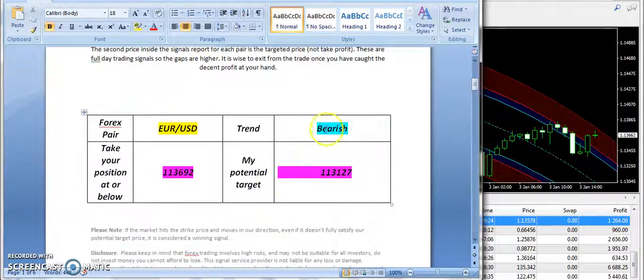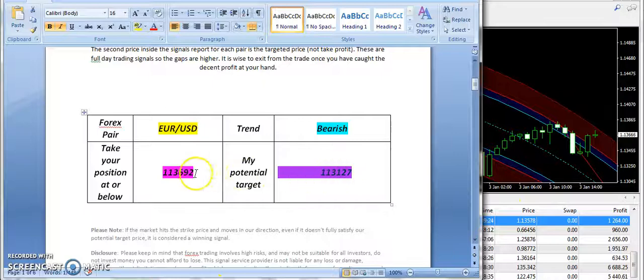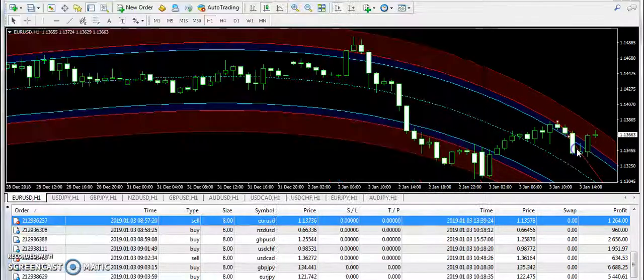So Euro USD with a bearish expectation from 1.13692 and the target price was 1.13127. However, the target price is not met, but we can see that Euro USD has gone down for 3 hours. So if you have caught the scalping profits during that time period, then you must have caught the profit because it was a very easy signal with no problems.